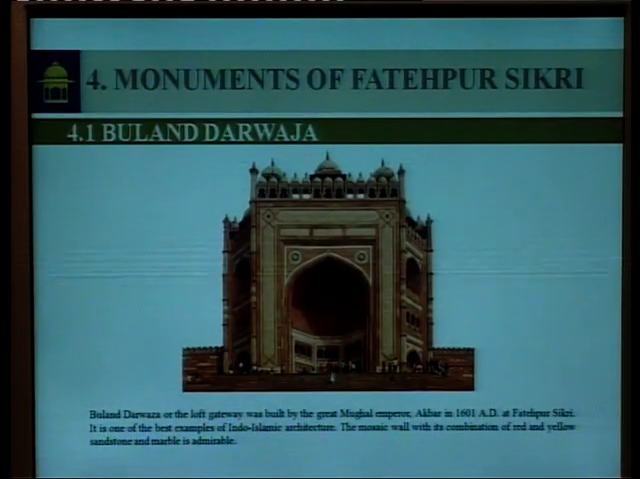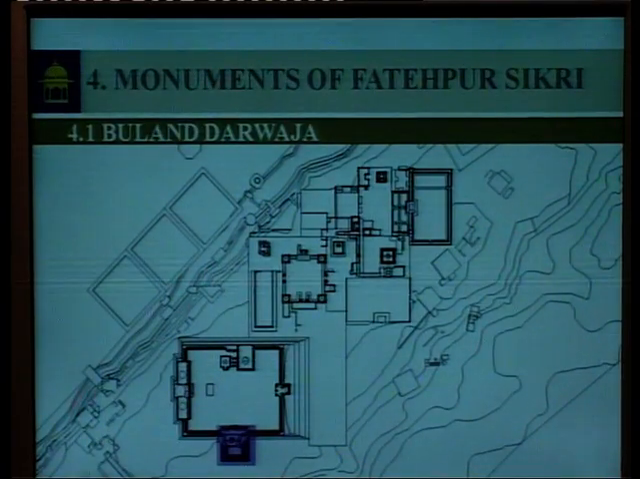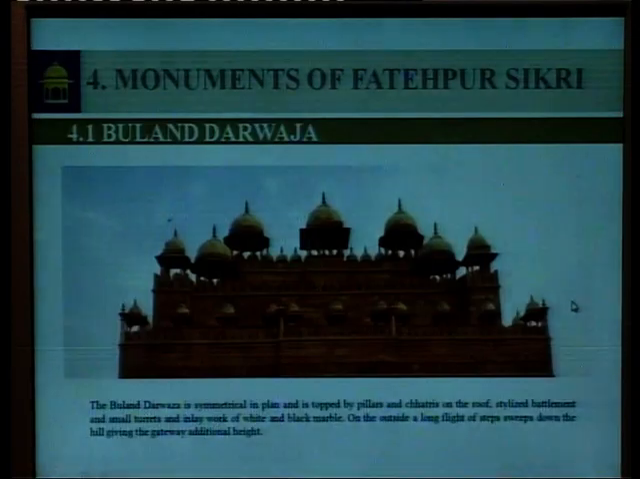It is one of the best examples of Indo-Islamic architecture. The mosaic wall with its combination of red and yellow sandstone and marble is admirable. Let us see, we are talking of this building in the entire plan of the city. As you must have realized by now, this is the palace and this is the masjid complex, or the mosque complex, and this is a gateway, one of the gateways to the mosque.